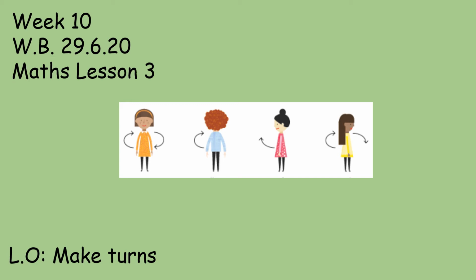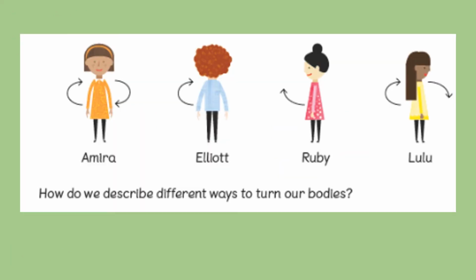We're on to week 10 and it's Maths lesson 3. Our learning objective today is make turns. So when we talk about making turns, what we're doing is we're going to use special words to describe different ways that we turn our bodies. If we have a look at these 4 children, they turn their bodies in different ways to each other. Let's learn about some of those special words that we use to describe the way they do it.